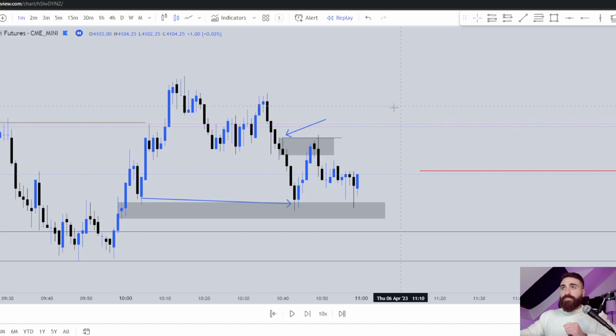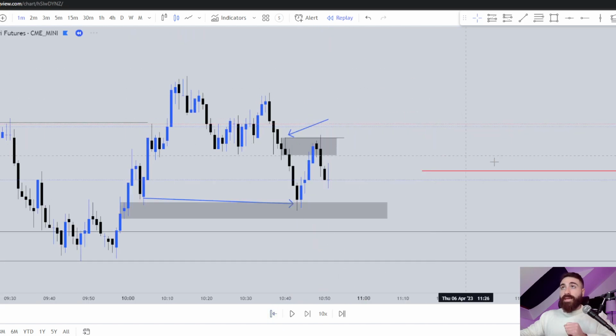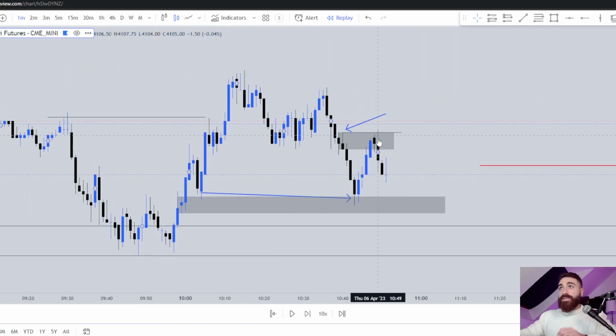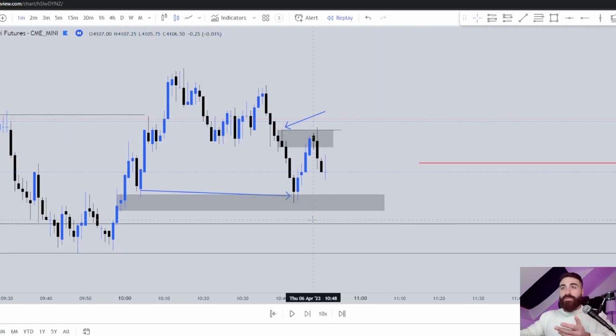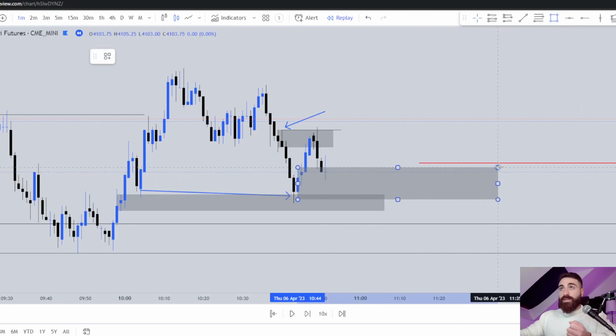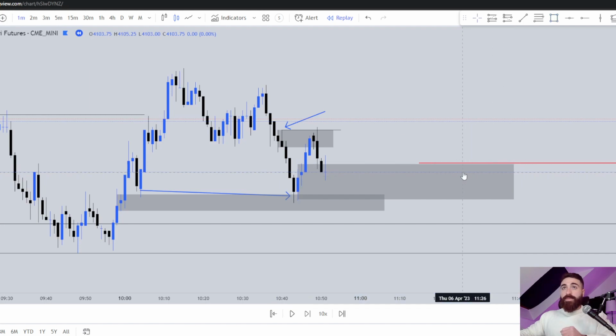In that case, after I saw this break, now I need to search for the area of interest which caused this to break, and from this area, I'm gonna take my trade. Let's see what I mean by that. So now we have all this area. All this area showed me the strength that we're gonna go higher. This area also held.